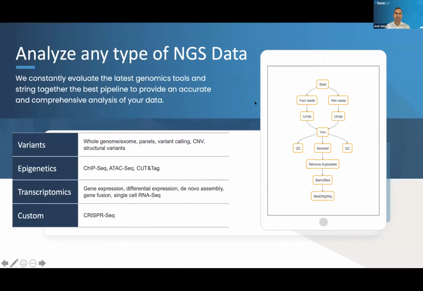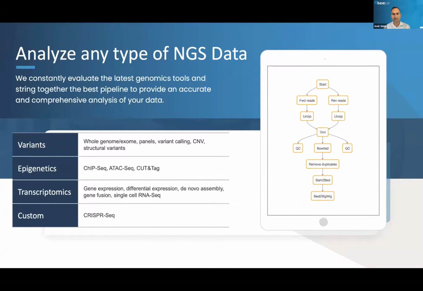We have pipelines for all types of NGS data. We have pipelines for variant calling, whole genome, exome, panels, copy number, structural variants. And then the focus of today's talk, we have pipelines for epigenetic data, ChIPSeq and CUT&Tag and so on.